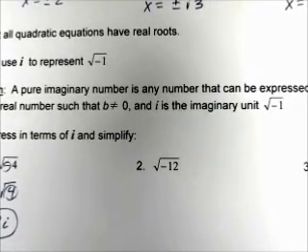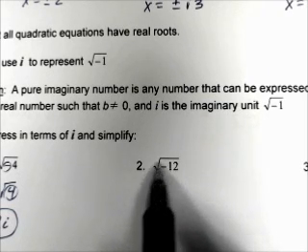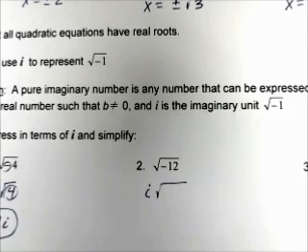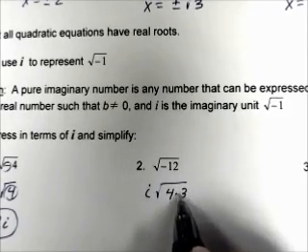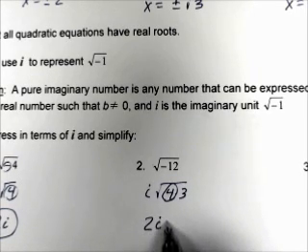Next, number 2, the square root of negative 12. Again, the negative underneath the square root comes out as i. And 12 we'll express as 4 times 3. And the square root of 4 is 2. So the result here is 2i square root of 3.